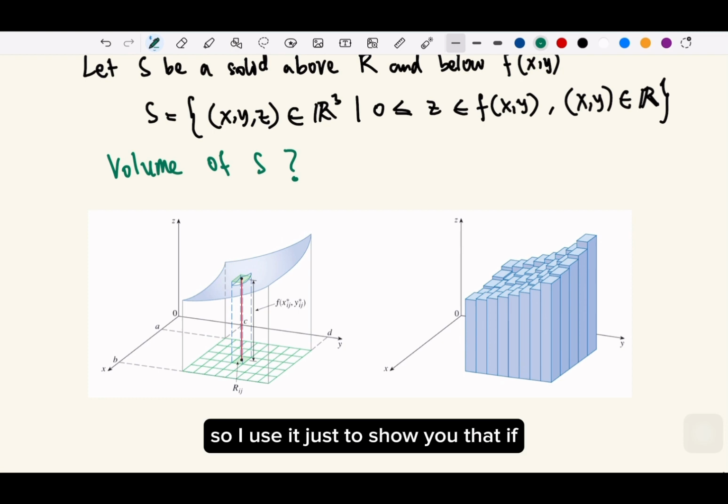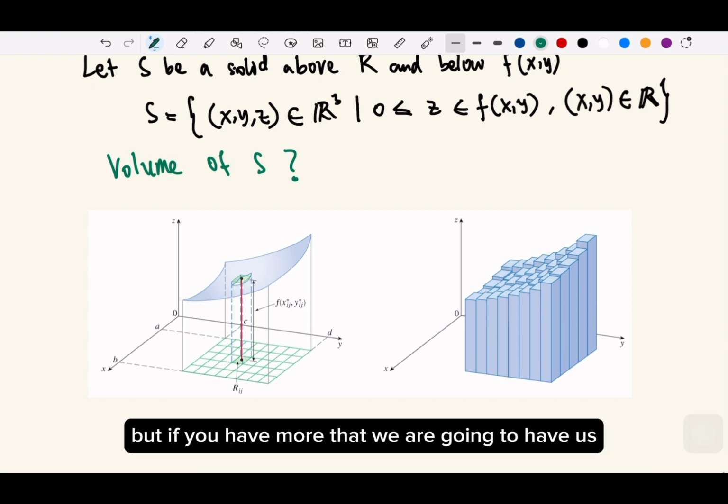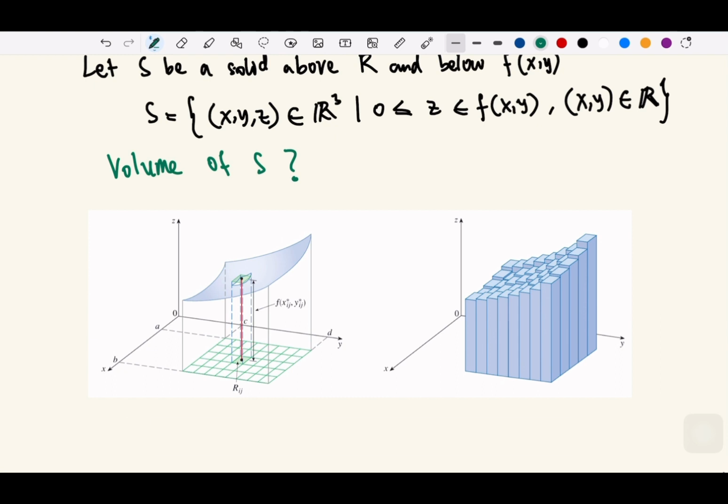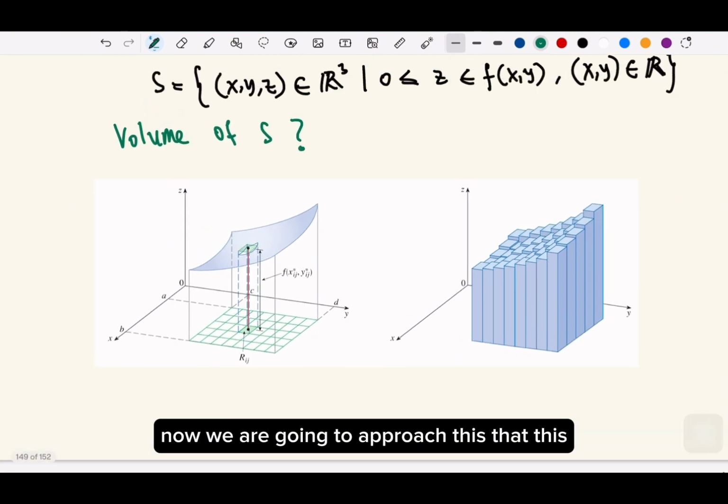So this is just to show you that if n is not really that much, then the rectangular volumes will make the surface look rough. But if we have more, then we are going to have a smooth surface. Now we are going to approach this.